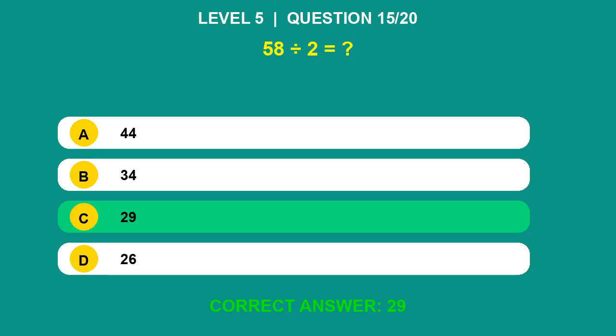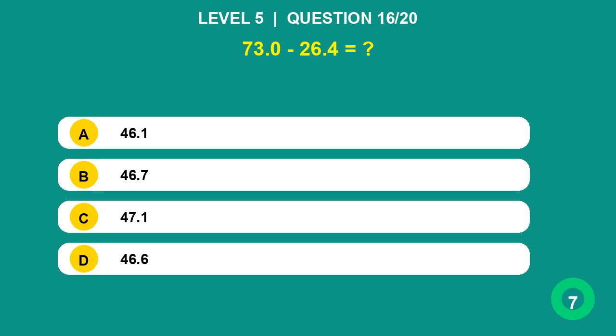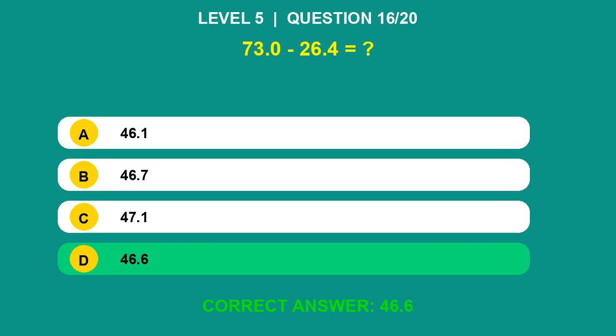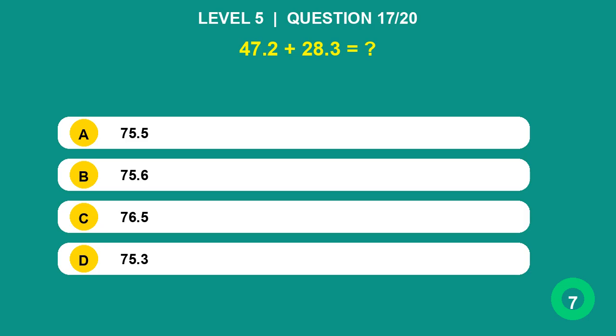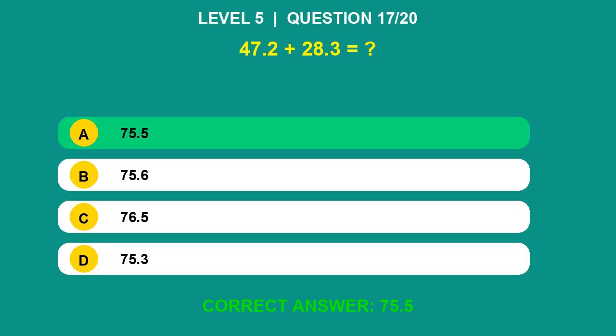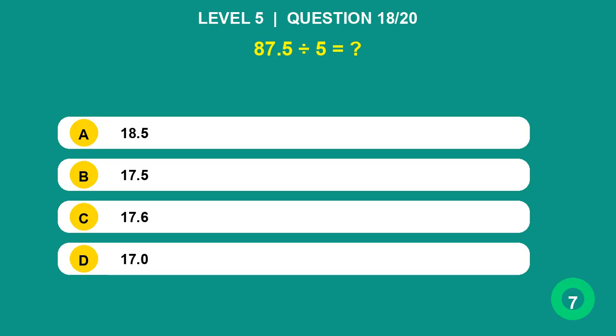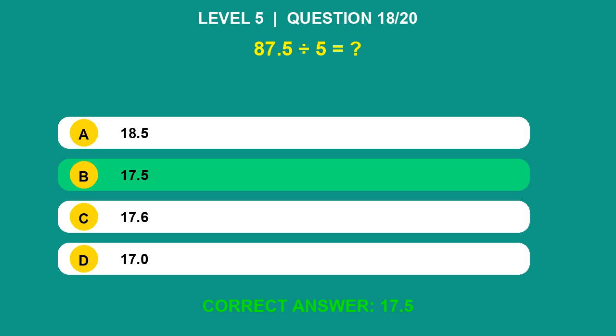Answer is 29. 73.0 minus 26.4 equals? Answer is 46.6. 47.2 plus 28.3 equals? Answer is 75.5. 87.5 divided by 5 equals? Answer is 17.5.